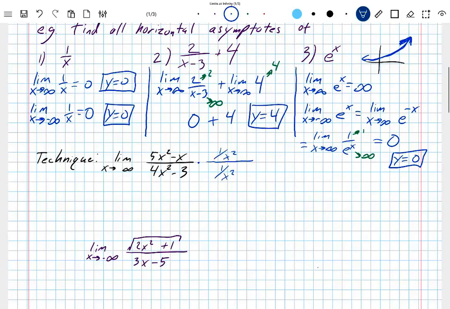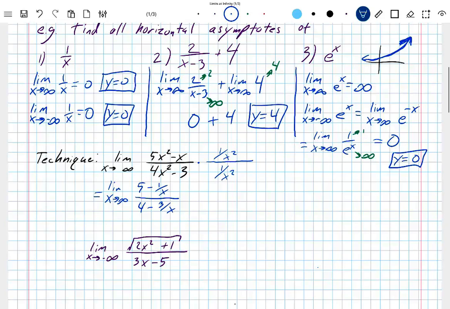Why x squared? I just picked the biggest power on the top or the bottom. And why we're doing this is to hopefully cancel out some of these powers. So if I do this correctly, I should get this limit as x goes to infinity of 5 minus 1 over x over 4 minus 3 over x, applying this 1 over x squared to every single term inside. Now this is true as long as x doesn't equal 0.